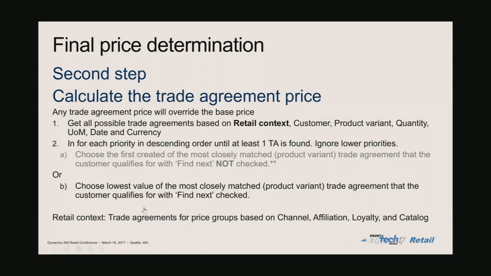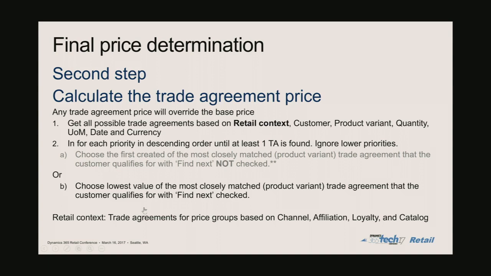For here, the retail context is important. So first we go out on your transaction. You have context. The transaction's happening in a channel. It may be from a catalog for a customer. You may have directly, in point of sale, put an affiliation or a loyalty card on the transaction. So that context gets you a list of price groups, and then those price groups return a list of sales price trade agreements, or none.